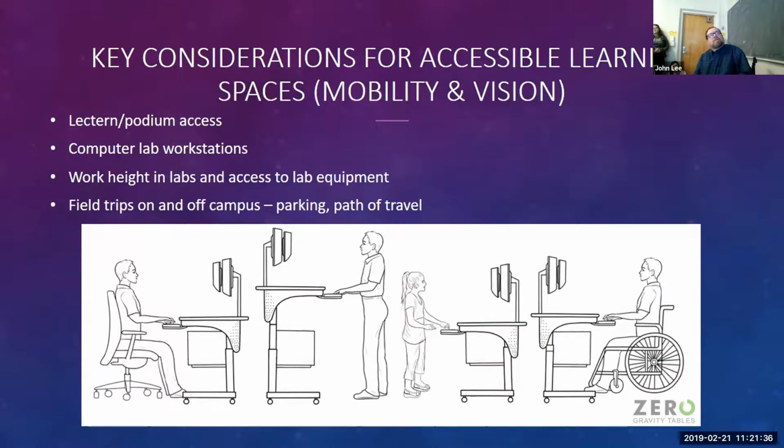So here's when we're talking about some of the other areas: the lectern and podium access that we just went over, computer lab stations. We'll talk a little bit about that. Work height in labs and access to lab equipment. Again, really important. And field trips on and off campus and the parking and path of travel are particularly important. And you can see in this picture here, there's some examples of sit-to-stand workstations that can be adjusted to various heights. Those are a great solution overall in classrooms and in computer labs.